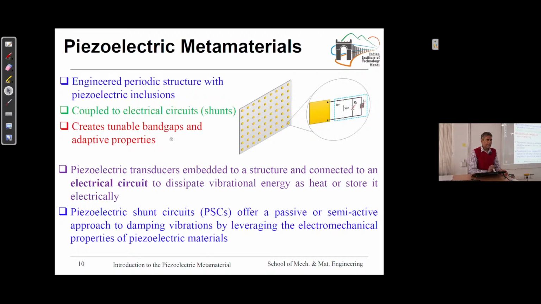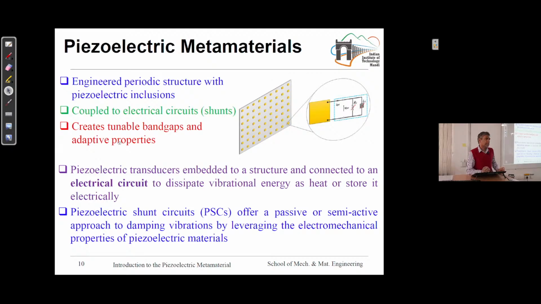Tunable band gaps means if we want, the vibrations of this frequency actually should not be there, right? So we can tune. Vibrations of certain frequencies will not come in the structure, while the vibrations of other frequencies may be there. If we have this type of provision in our structure, that is known as the tunable band gaps.